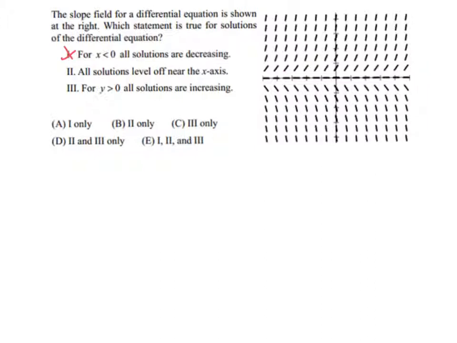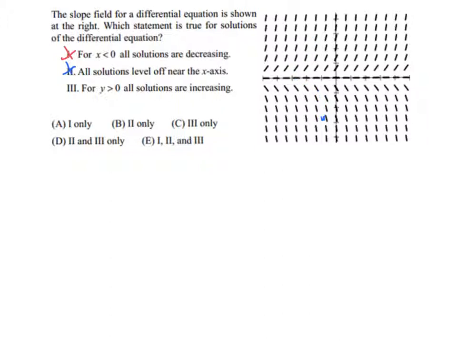Next, all solutions level off near the x-axis. Well, by leveling off, I think they mean that it's going to have a limit as it approaches, but to me, every one of these is spiking up either positive or negative depending on what your value is. And while it may have a limit of 0 as it goes to negative infinity, it's certainly not leveling off as you go to positive infinity. So this one is also out.